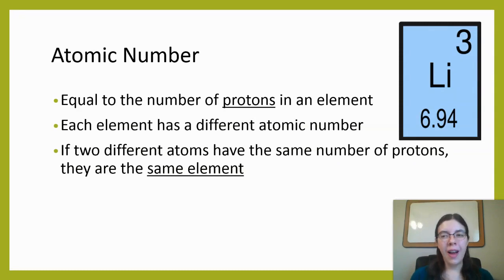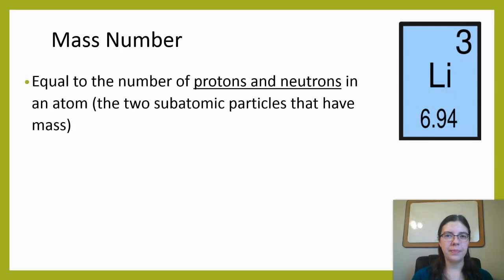So as I said before, the atomic number of this element is 3, and this tells us the number of protons in the element. Now, each element has a different number of protons. It's unique and special to that element. So if we change the number of protons, then we're talking about different atoms. And if two atoms have the same number of protons, then they are the same element. So in this case, I have lithium for this element symbol box, and all lithium atoms are going to have 3 protons because that is the atomic number of lithium.